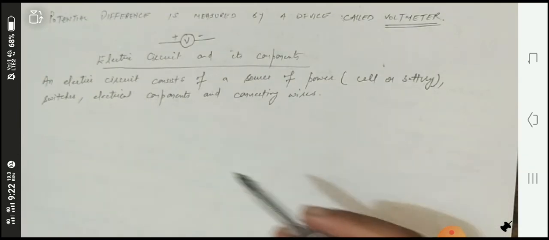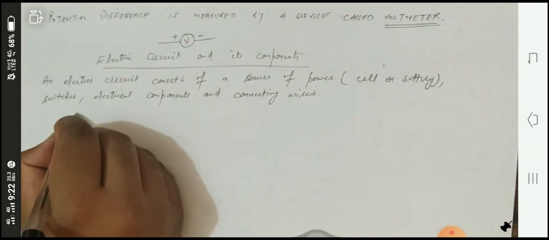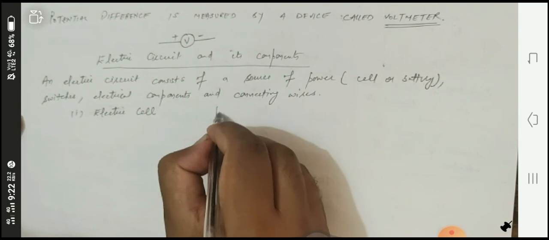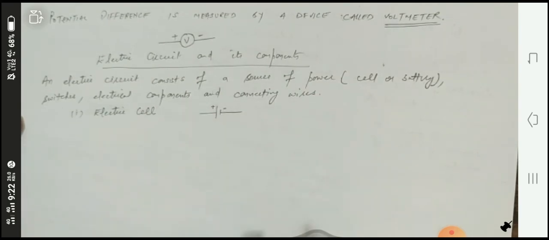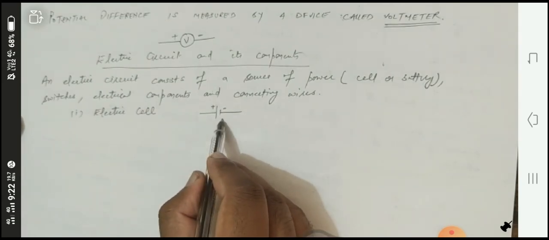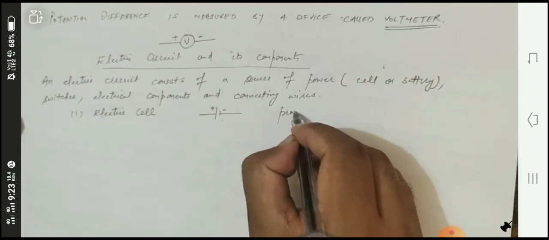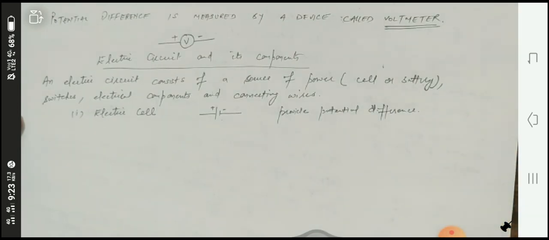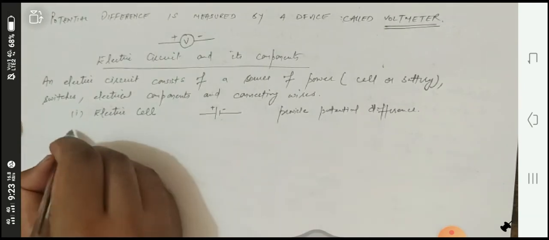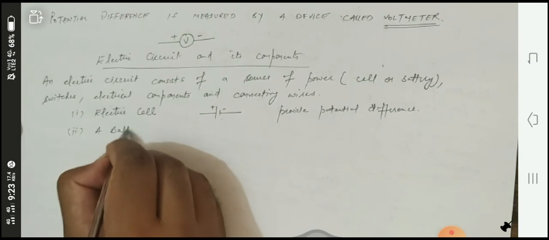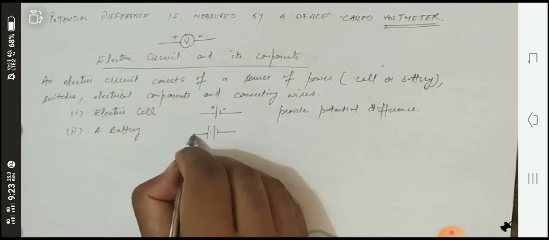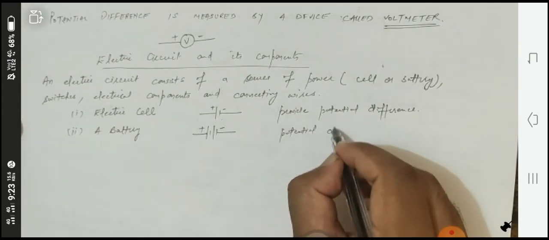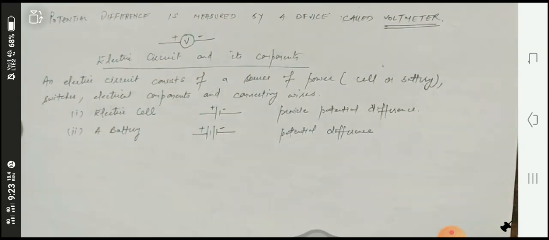We have different electrical components. So for example, starting from the first point, that is electric cell. Cell is denoted by the symbol of a positive and a negative plate. Its function is to provide potential difference or the voltage. Second one is a battery. When a number of cells are connected, in that case it becomes a battery. Function is the same, to provide potential difference to an electric circuit.